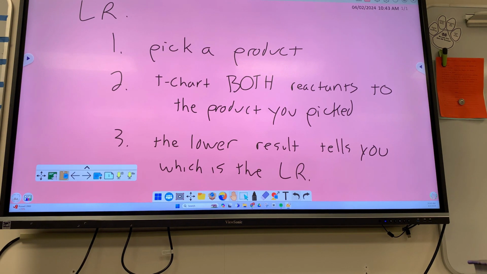Now again, this thing that we're doing today is more concept than it is how to do any given T-chart. At this point, you guys are all masters of T-charts.